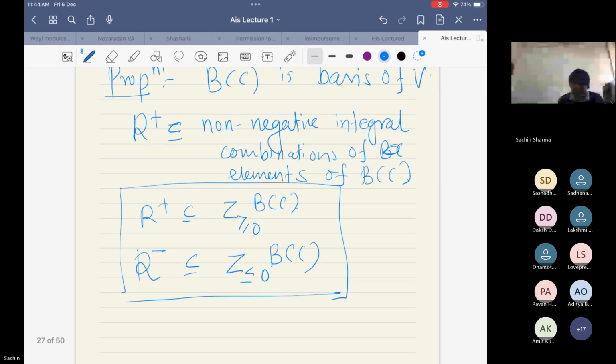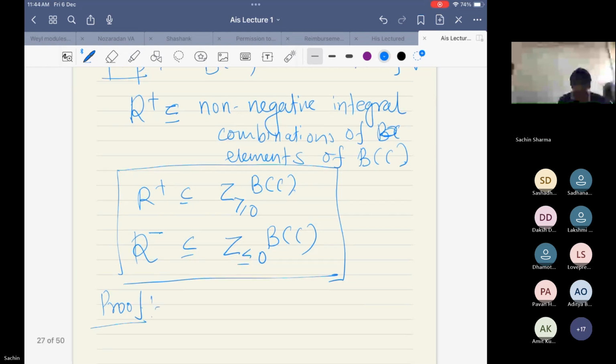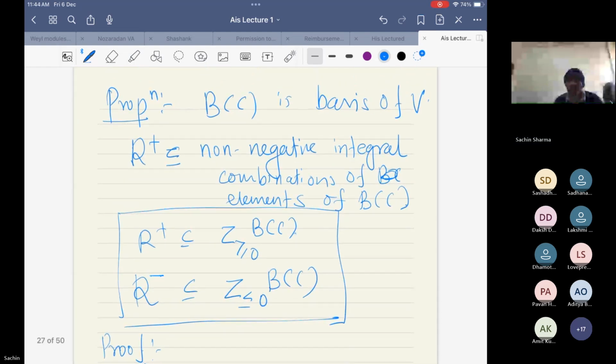Every root you can write not only as an arbitrary combination, but as a non-negative integral combination of B of C, the base. That is a very, very nice property of the root system. How do you see that? The proof. First of all, let us try to prove that B of C is a basis of your vector space V.